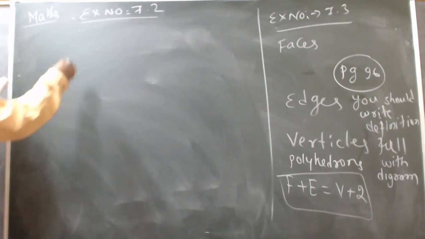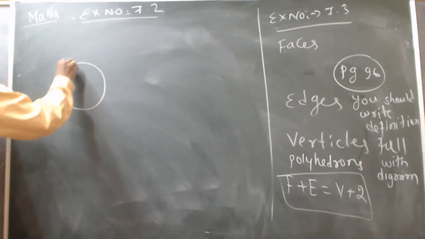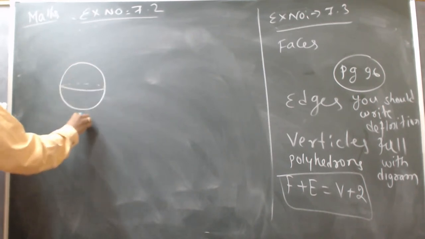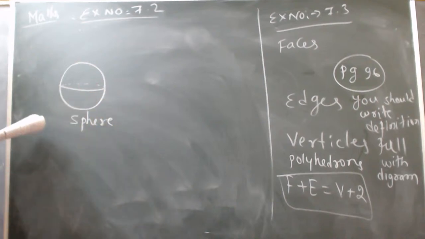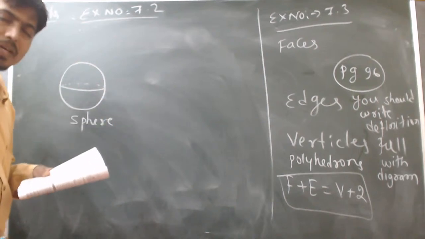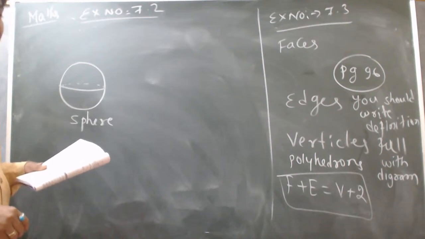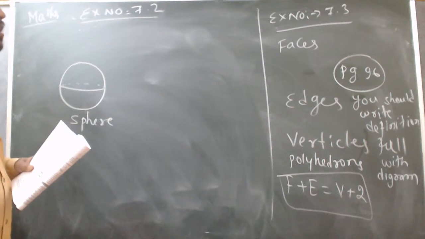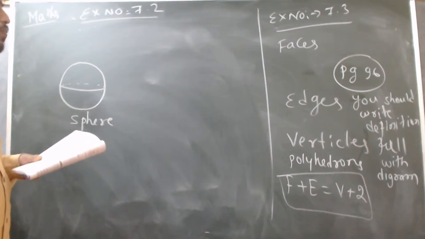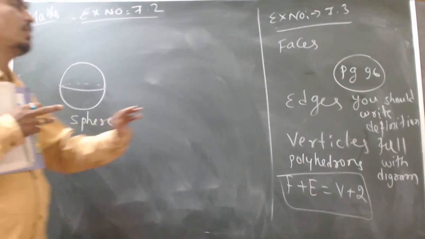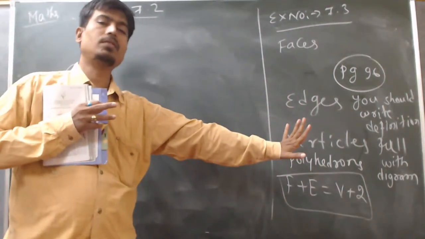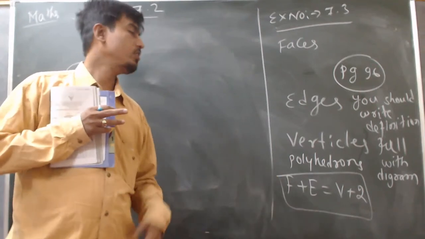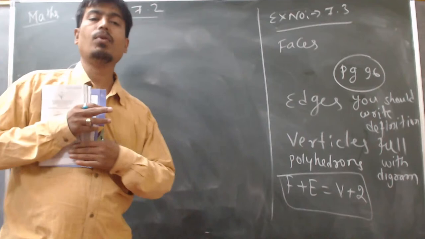So now I can show this one. Yesterday I drew this diagram. Will you name this one? Sphere. A sphere is not a polyhedron. Why is a sphere not a polyhedron? It has no faces. It has no vertices. It has no edges. So a solid that does not have faces, edges, vertices is not a polyhedron. A solid which has them, we can call a polyhedron.